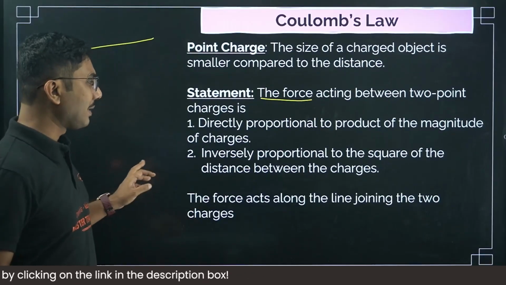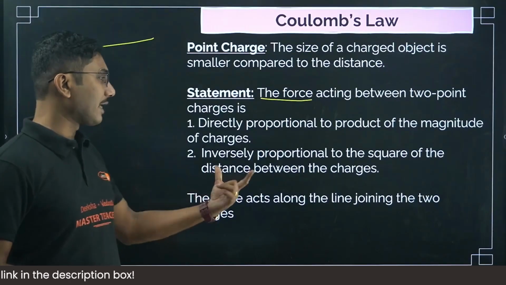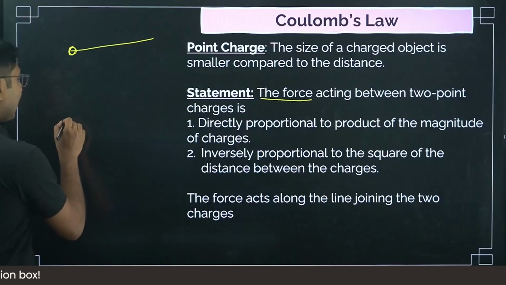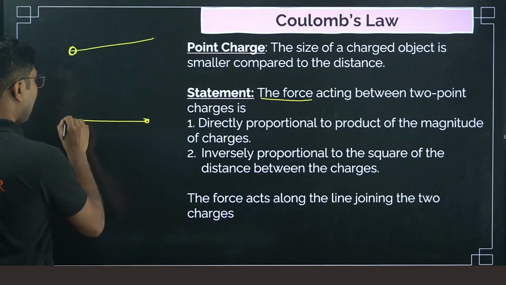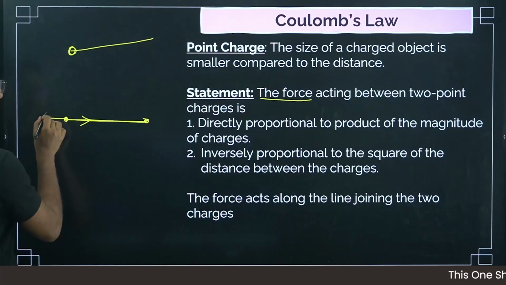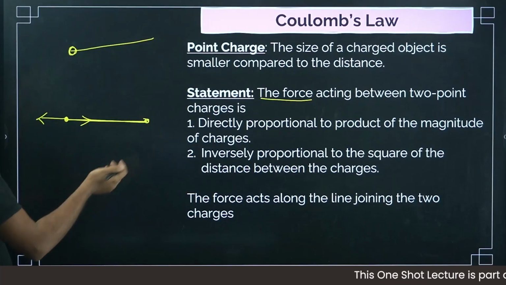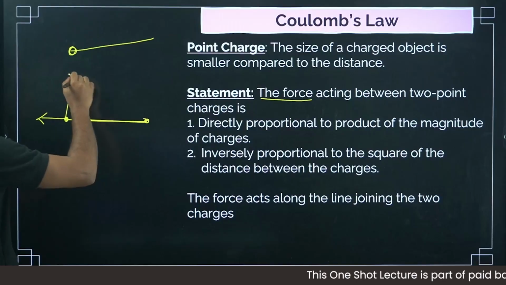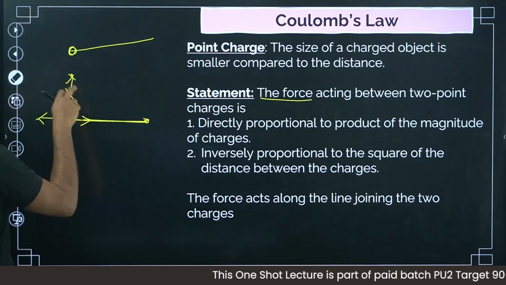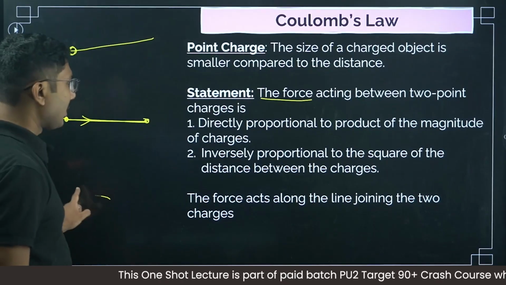Okay, now mathematically you can write that force. Obviously that force acts along the line joining the charges. So the direction is always along the line joining the charges. It can be in this direction or in this direction, based on the sign of the charges, but it cannot be in some other arbitrary direction. It always lies along the line joining the charges. Now let's move on.